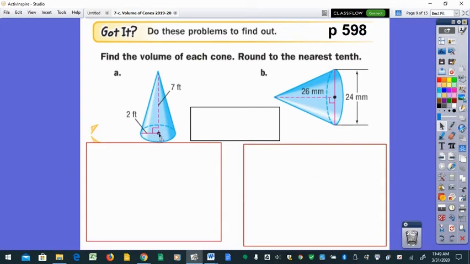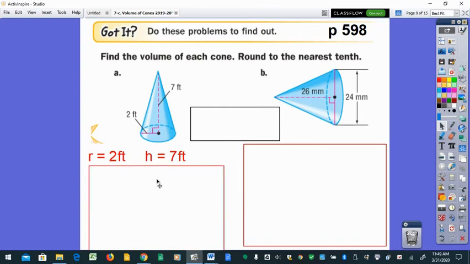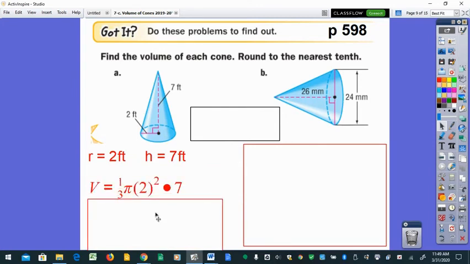They gave us the radius here, the diameter there. So this one's going to be the easier one because we have what we need. So the radius is 2 feet. The height is 7. So here is my formula. Again, I wanted to just mention that you will see the formula in most textbooks is 1/3, but that is the same thing as dividing by 3. So 1/3 pi times the radius squared times the height.